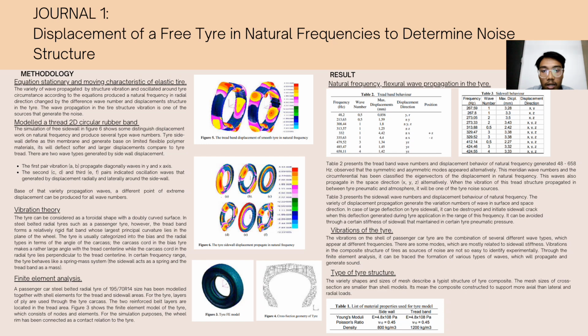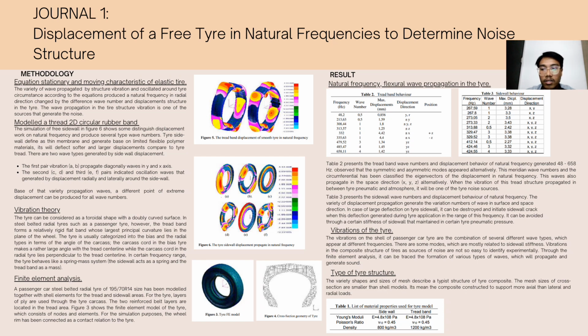From this we can conclude that the natural frequency generated by a normal tire is 48 to 658 Hz. Table 3 represents the number and the displacement behavior of the natural frequency. In case of large deflection on the tire sidewall, it can be damaged and initiate sidewall cracks when this deflection is generated during tire application in this frequency range.